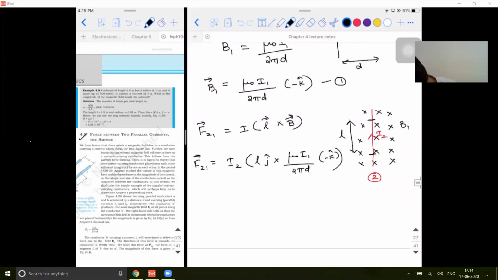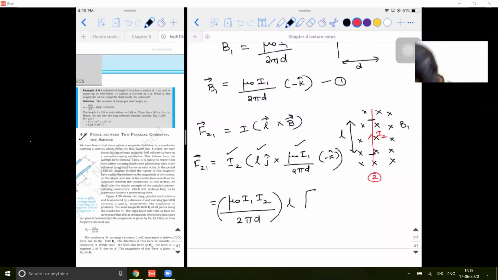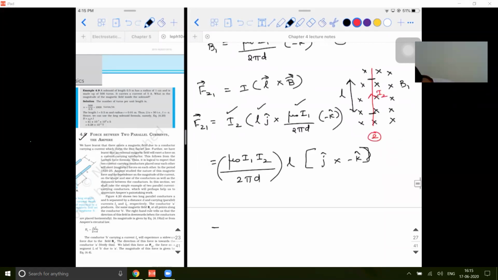When I do this, I take out all the scalar parts outside. What are the scalar parts? I2 is obviously a scalar part, L, and mu naught I1. So it is going to be mu naught I1 I2 divided by 2 pi d, this whole multiplied with L, into J cap cross minus K cap. J cross K is I cap, so it is minus I cap. So mu naught I1 I2 divided by 2 pi d into L in the direction of minus I cap.